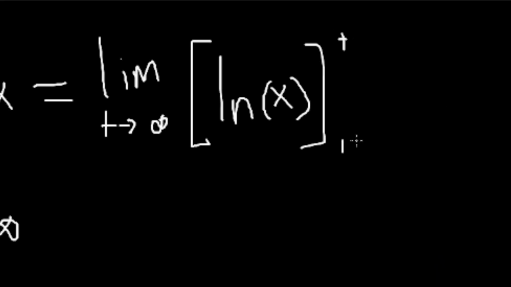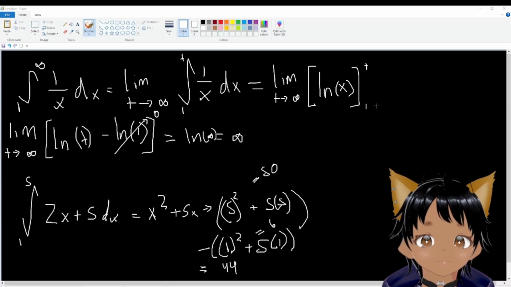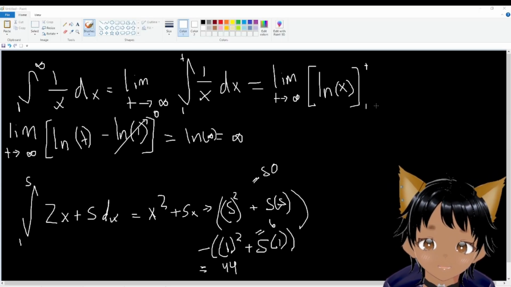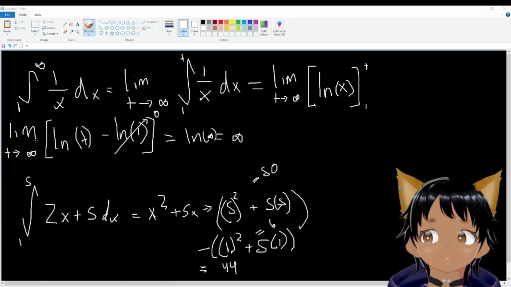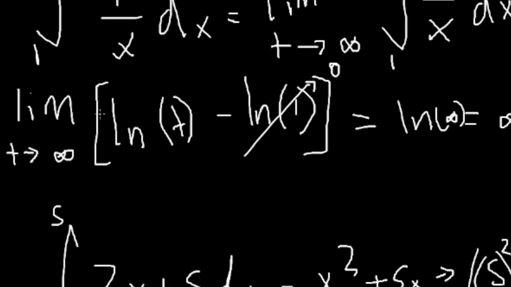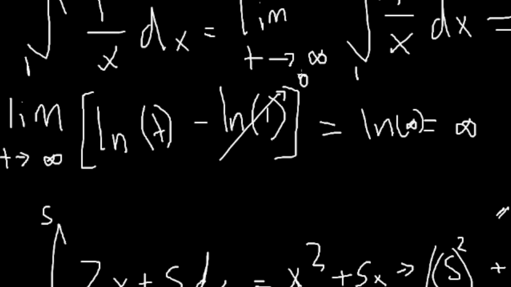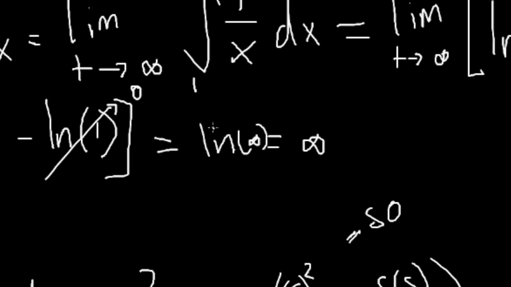We put the limit next to it to designate its limit, and the t right here for the b and a equals 1. Just to give us an example or a blueprint of how we're going to do the next step, where the limit as t goes to infinity inside this bracket is natural log of t minus natural log of 1, where natural log of 1 equals 0, which leaves us with the natural log of infinity, which equals infinity, and that's your answer.